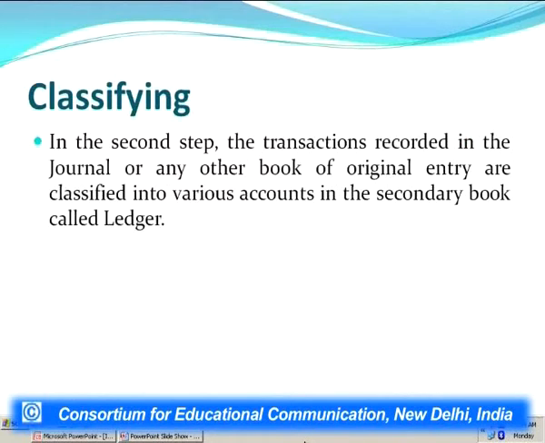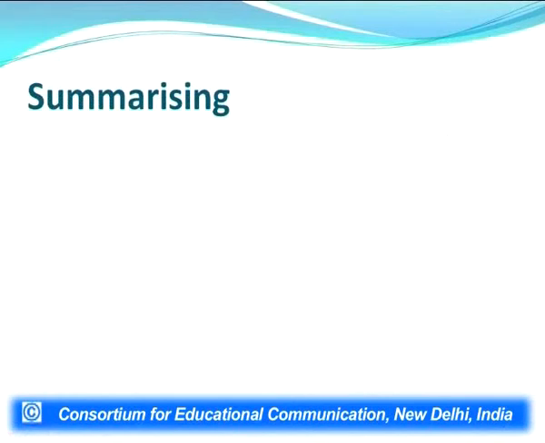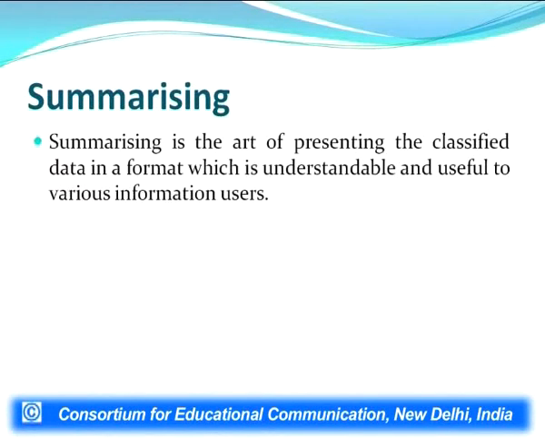which is in the form of the trial balance. Trial balance is a list of all ledger accounts with their balances on a particular date. With the help of this trial balance, the owner or the manager can know the balances of the different accounts on a particular date. And this format is understandable and useful for the various information users. If we want to know the list of creditors, we can find it from the trial balance, and this summary is very helpful in providing useful information in summarized form.